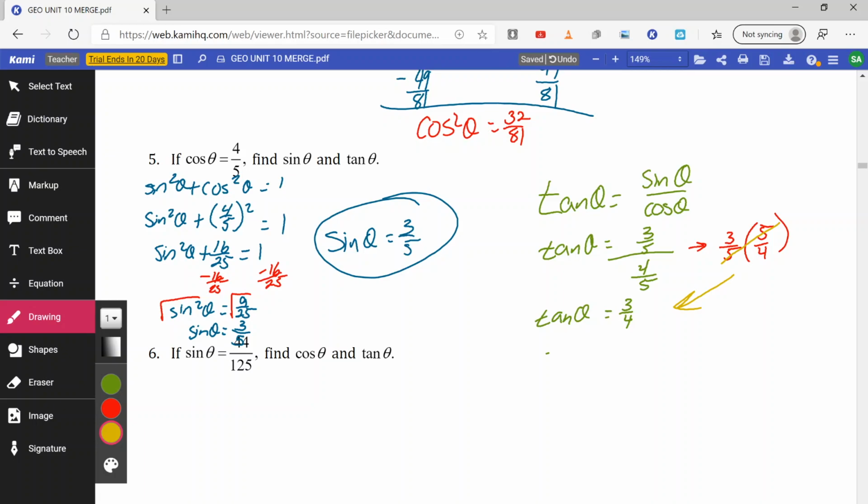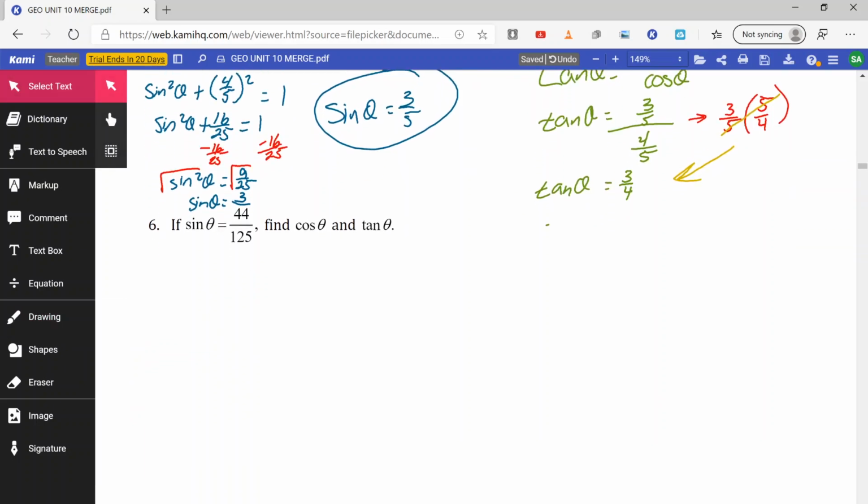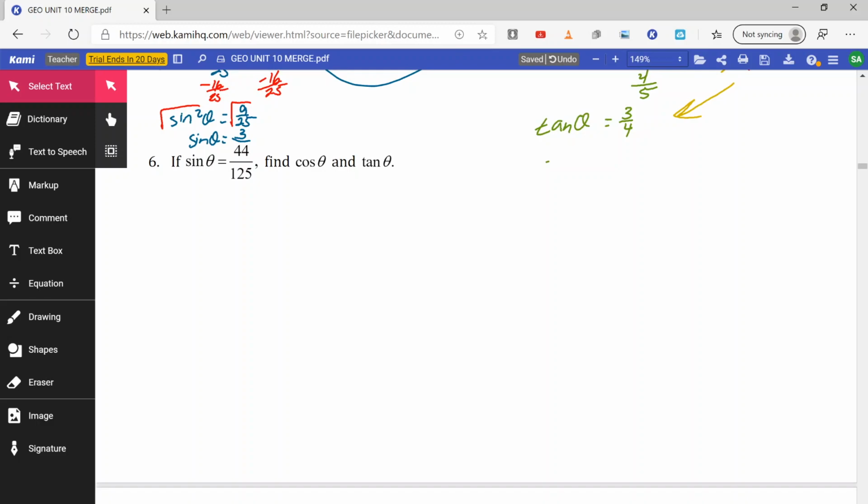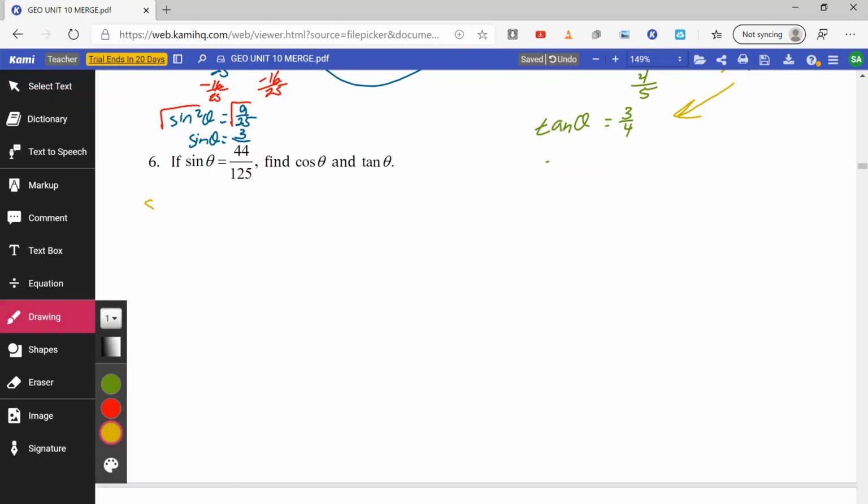Same thing for number 6. If we have sine of theta equaling 44/125, we've got to find cosine and tangent. So again, to find tangent, we need to know cosine. So we'll use the identity first in order to figure out cosine. We have sine squared theta plus cosine squared theta gives me 1. We have 44/125 squared plus cosine squared gives me 1.